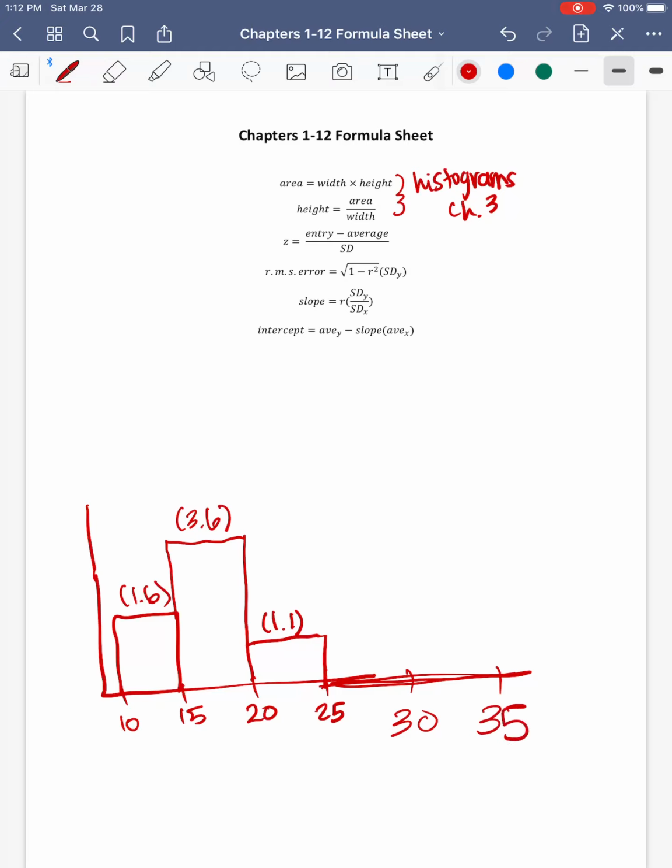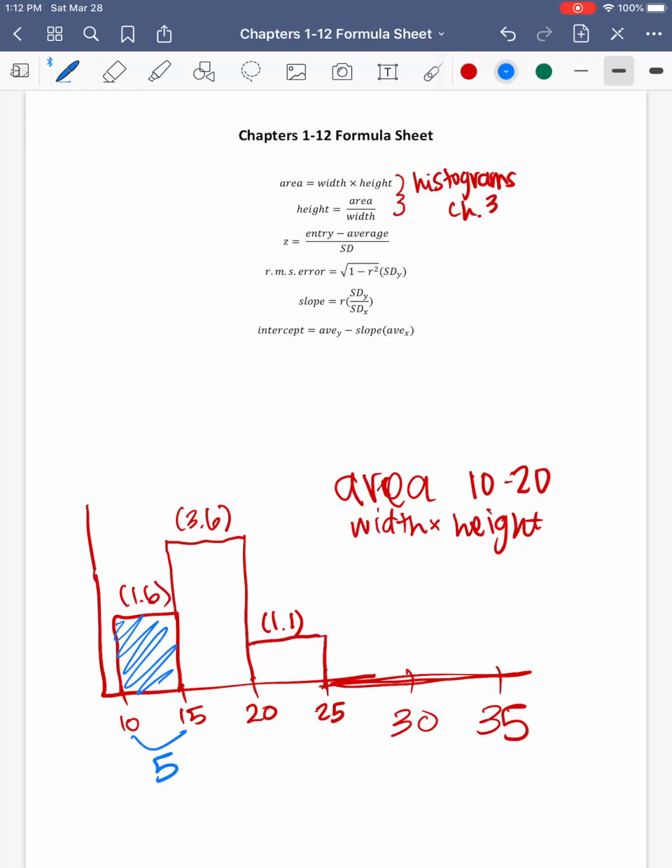So if I want to know the area, whoops, area is not spelled with an N at the end. Sorry. If I want to know the area between 10 to 20, what you need to do is multiply the width times the height. So for 10 to 15, the width is 5. The height is 1.6. So you do 5 times 1.6.